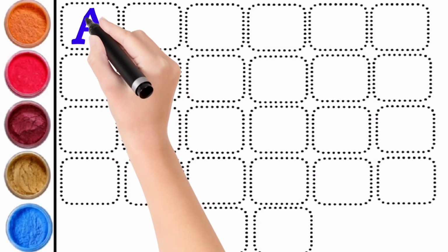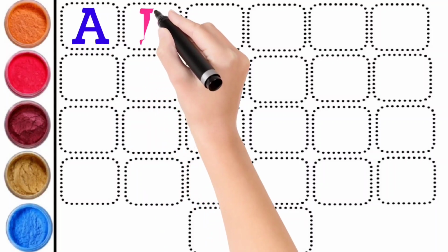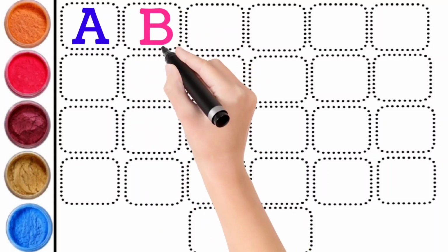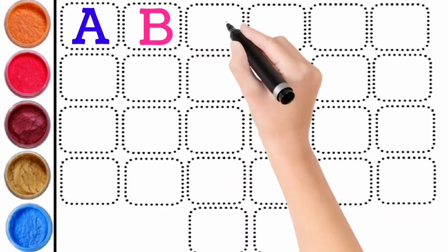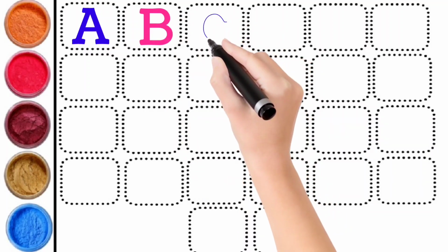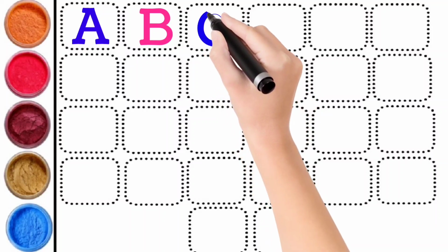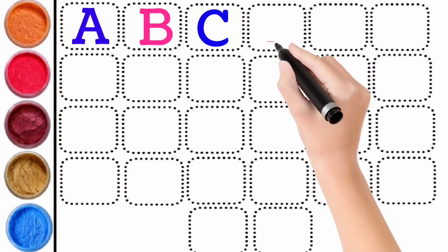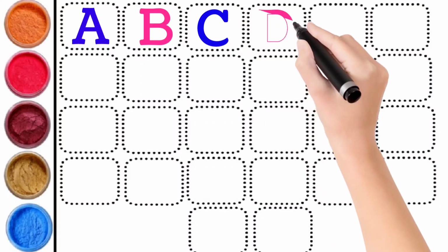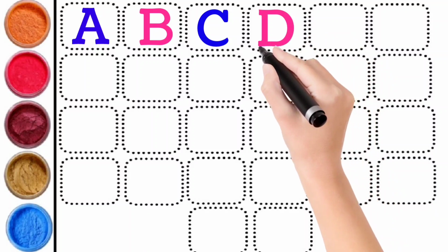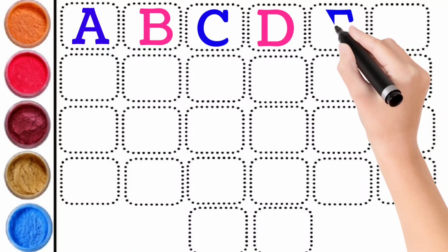A for apple, A for apple. B, B for balloon, B for balloon. C, C for cake, C for cake. D, D for dolphin, D for dolphin.